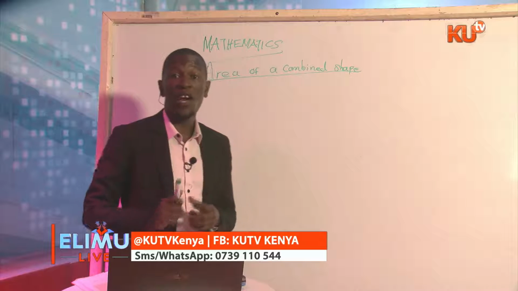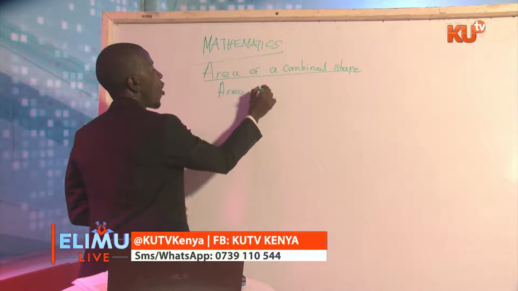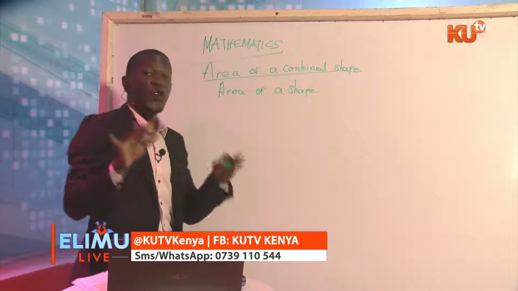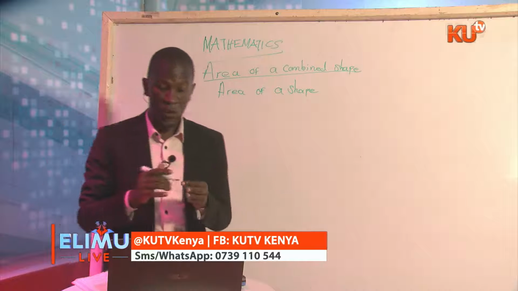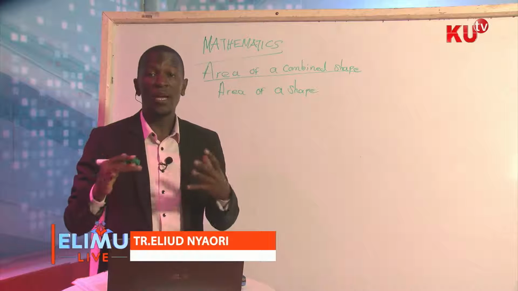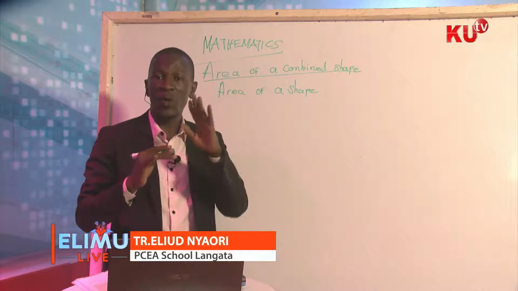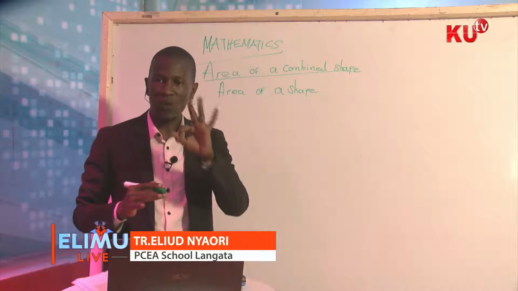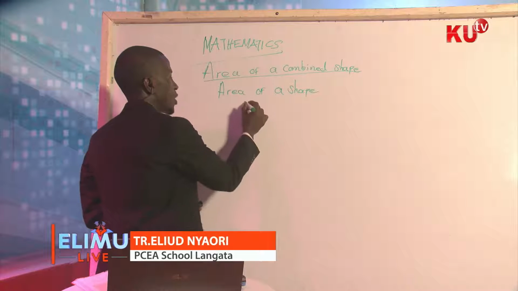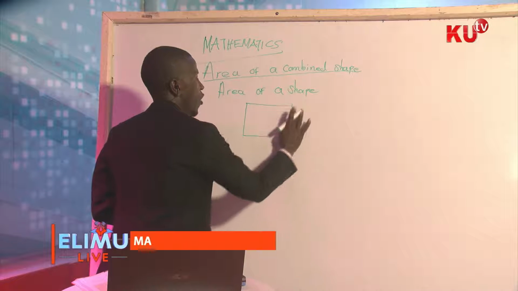So I'll start with the area of a square. Before you find the area of a square, you need to understand some of the properties of a square. I want to believe you are aware that in a square, all sides are equal. It simply means a square has 4 sides, and these 4 sides are equal. For instance, if I have this one as my shape, it is bringing out the shape of the square.